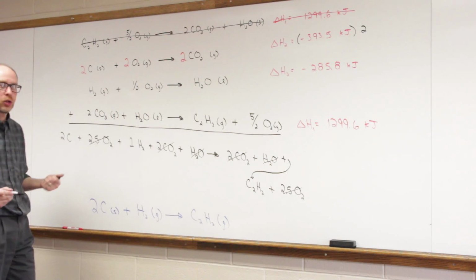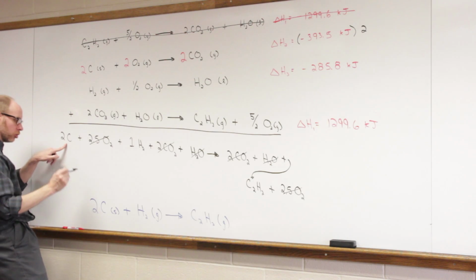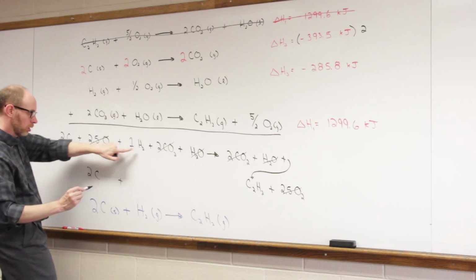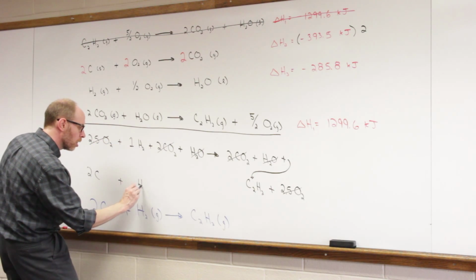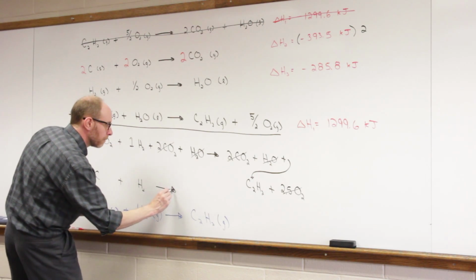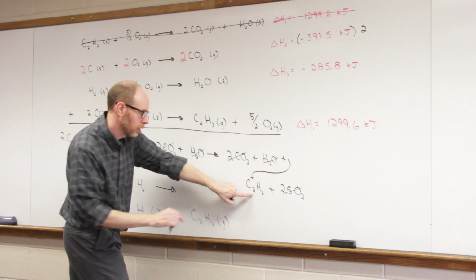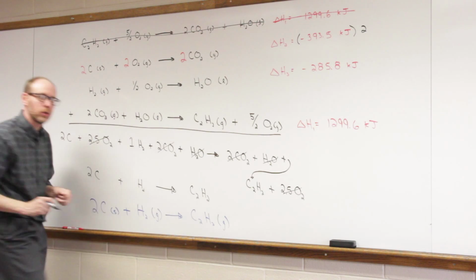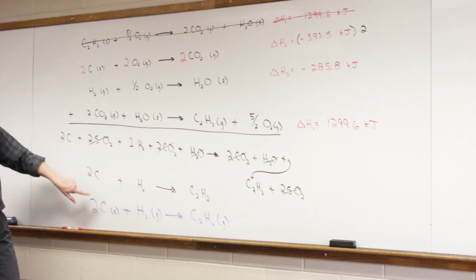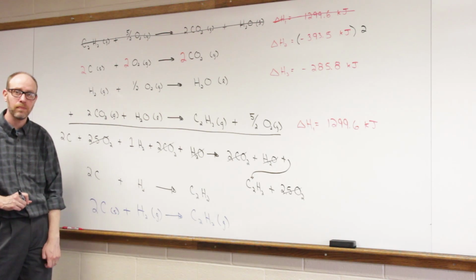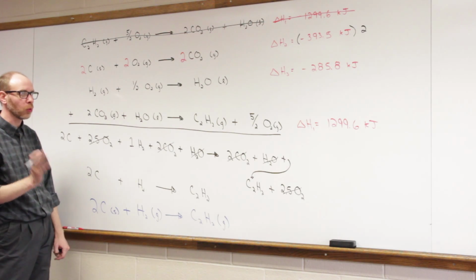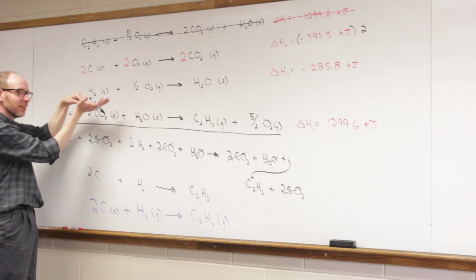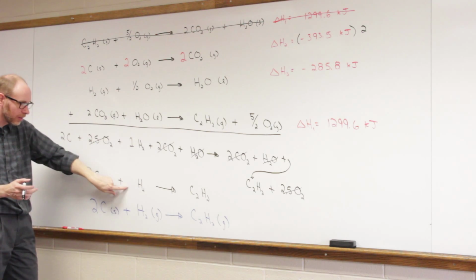Cross out. What's left? Well, I've got my 2 carbon plus my hydrogen to produce C2H2. Notice this and this are exactly the same. We can be pretty sure that what we've done is correct. And notice what we've done. We've added these 3 together to get this.